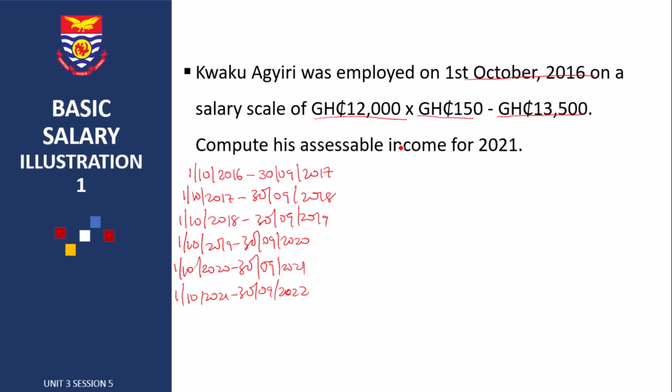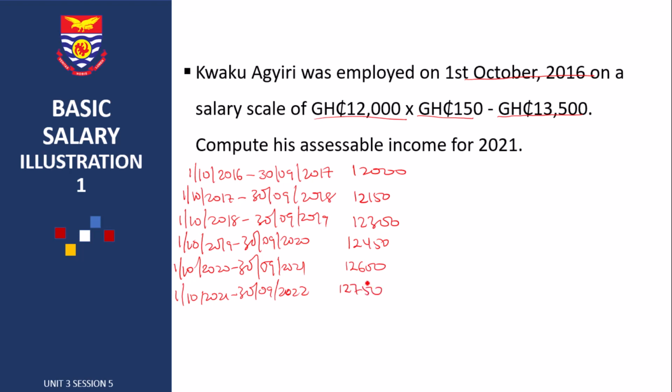So in the first year, we had 12,000 Ghana cedis. In the second year, it increased by 150 Ghana cedis. So we have 12,150 Ghana cedis. In the third year, same increment. So we have 12,300. In the fourth year, we have 12,450. In the fifth year, we have 12,600. In the sixth year, we have 12,750 and so on.